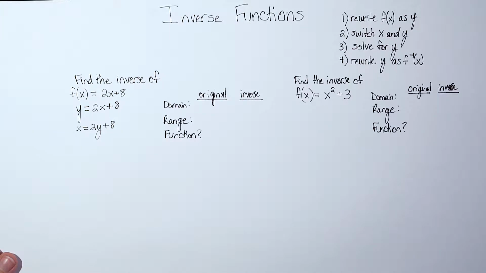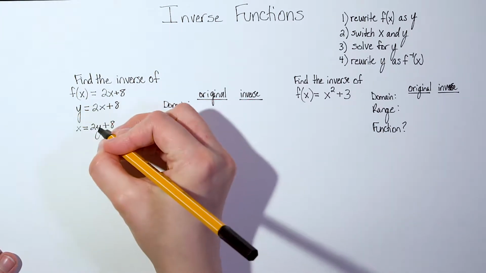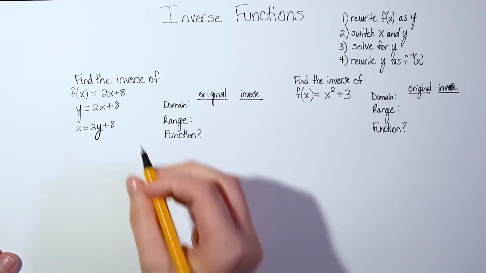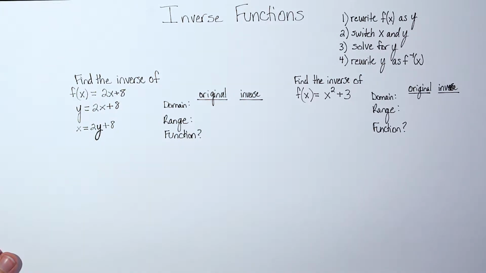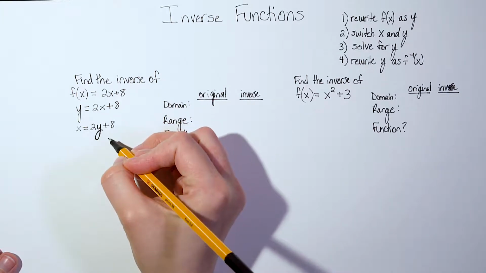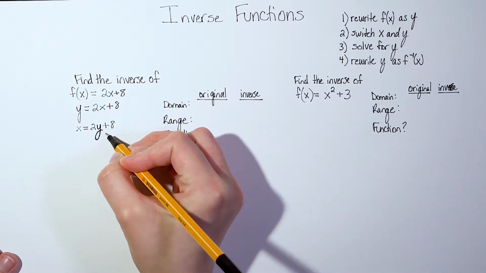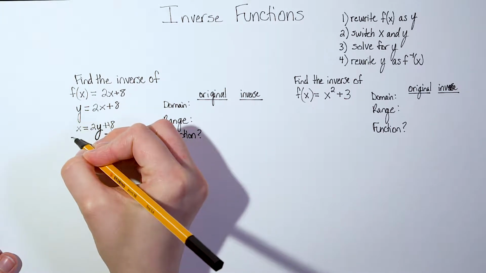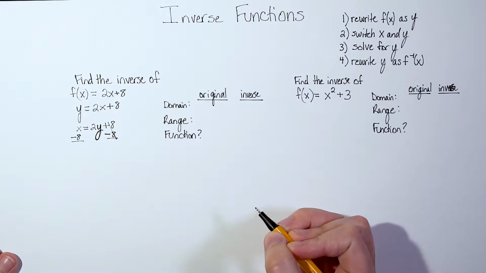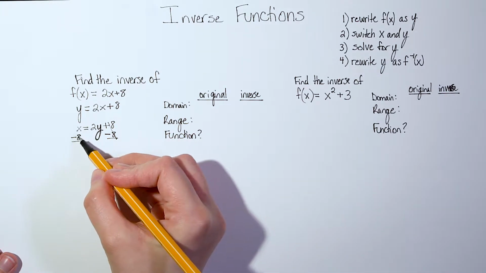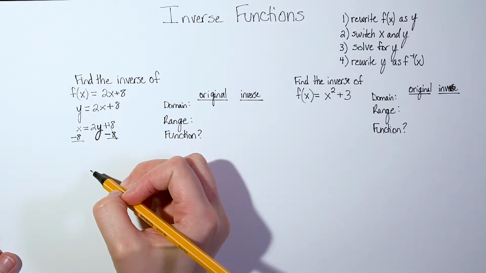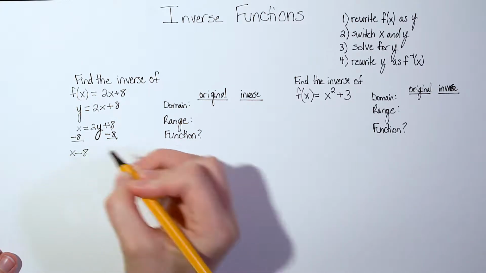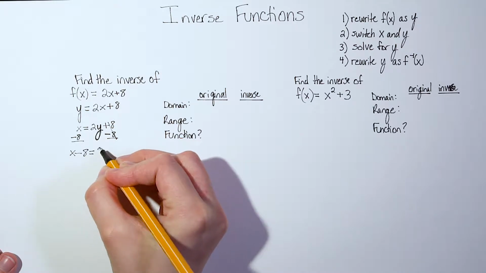Step 3, solve for y. So now my goal is to isolate this variable y. And how I do that, I've got to remember my basic solving rules. So remember, if we've got a plus 8, we need to do the inverse. We need to subtract 8. And what I do to one side, I have to do to the other. Remember, x minus 8, those are not like terms. I can't combine them. All I can do is rewrite them. x minus 8 equals 2y.